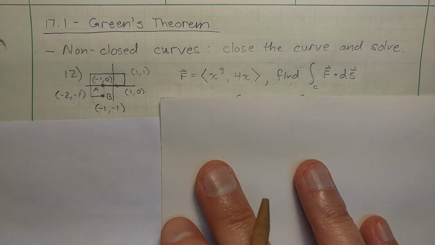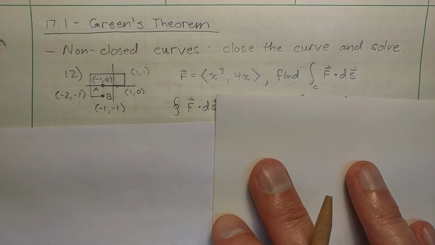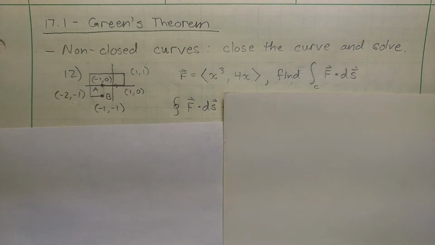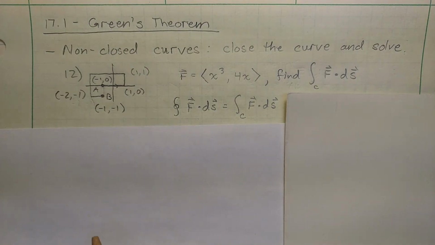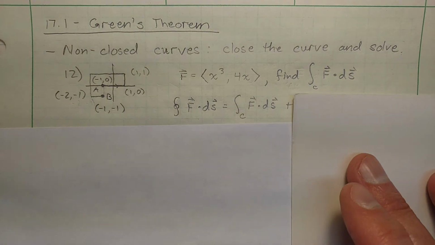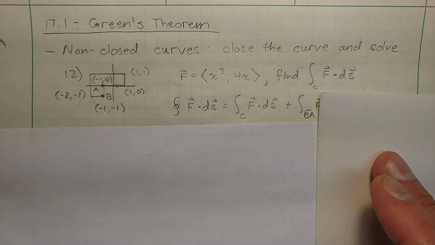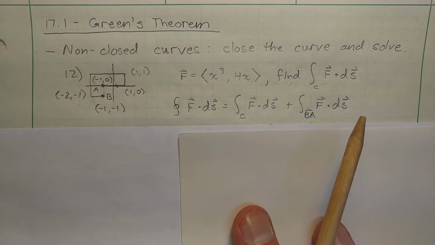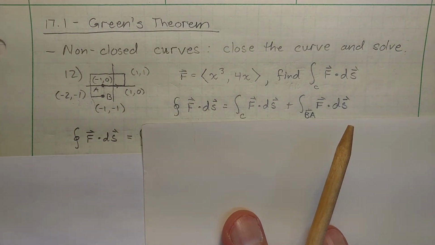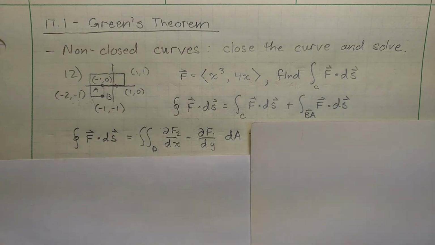So notice if I were to close that curve, and I had the closed curve from A to A essentially, following that path, that would be equal to the curve as listed there, curve C going from A to B following that path, the integral of that, plus the integral of the curve just going from B to A of the same vector field. But the integral of the closed curve is equal to this expression here by Green's theorem.